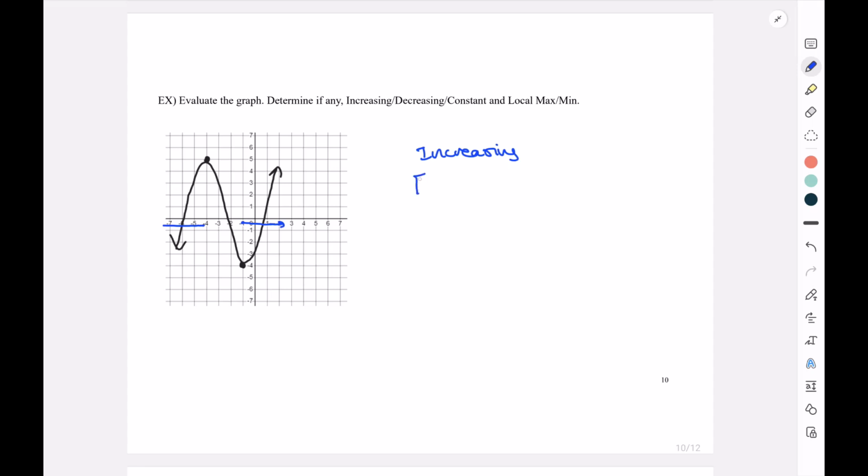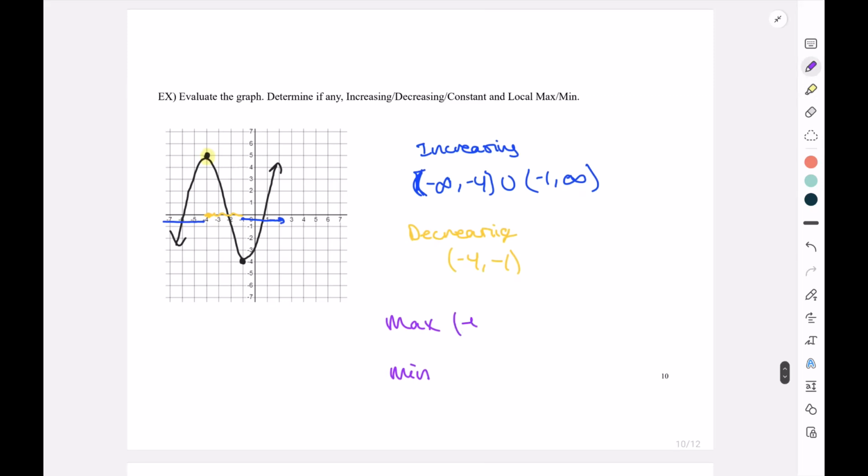And then we can also see that we're increasing from -1 to positive infinity. And so we can write it in interval notation, making sure that we're using parentheses for infinities. So going from negative infinity to -4, we're increasing. And we're also increasing from -1 to positive infinity. We can see that we're decreasing from -4 to -1. We can see that we have our local max up here at (-4, 5). And we can also see down here where we have our local min, and it would be at (-1, -4).